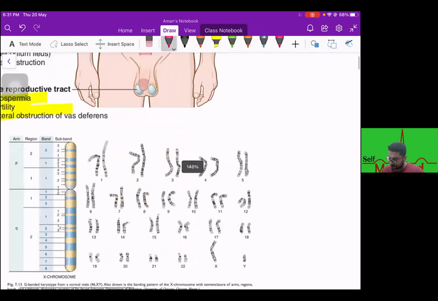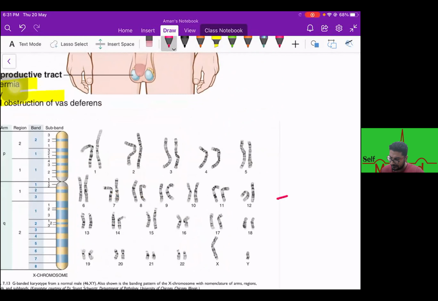Just understand this. You can see this is the X and Y chromosome. This is nothing but the karyotype of a normal person, a normal male or female? XY, so it is a normal male. You can see the karyotype of a normal male.